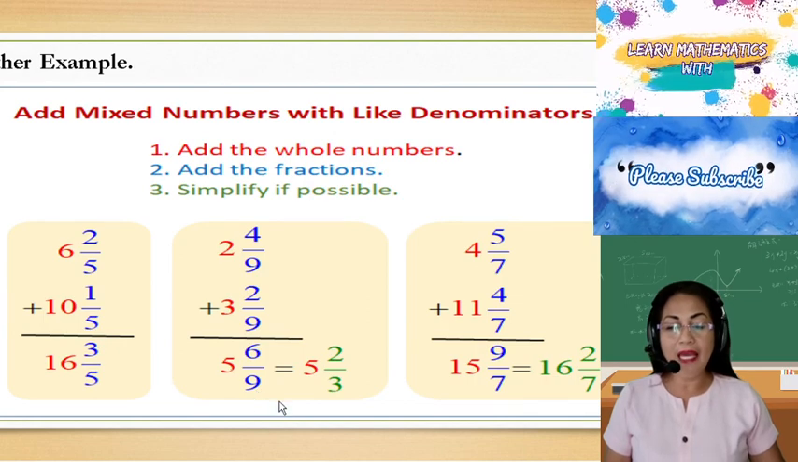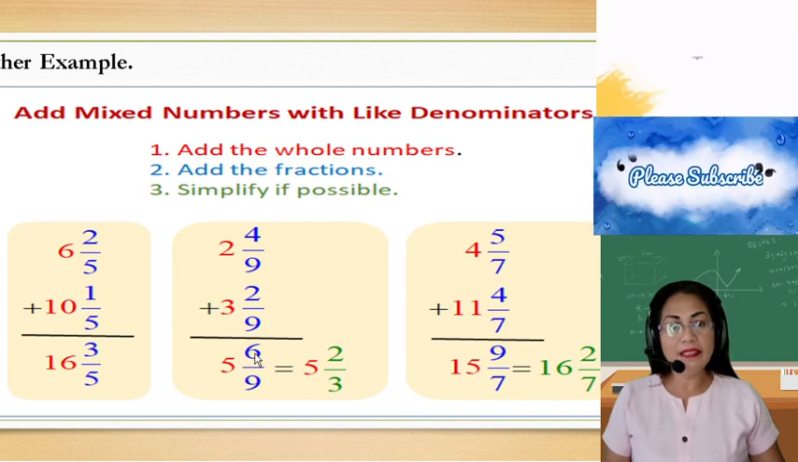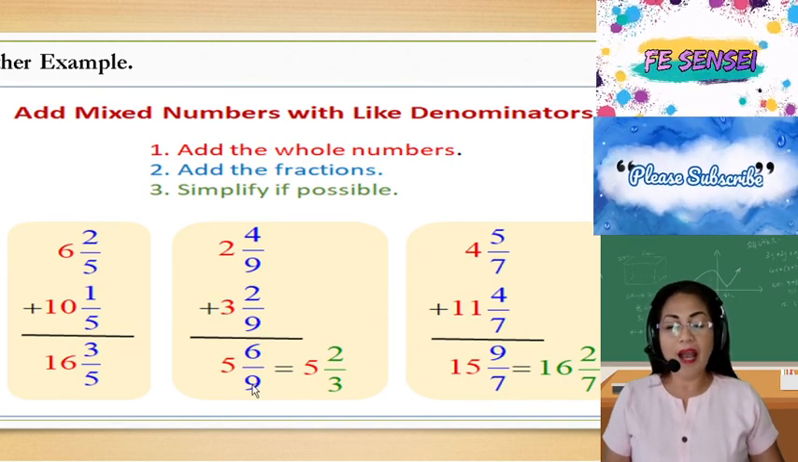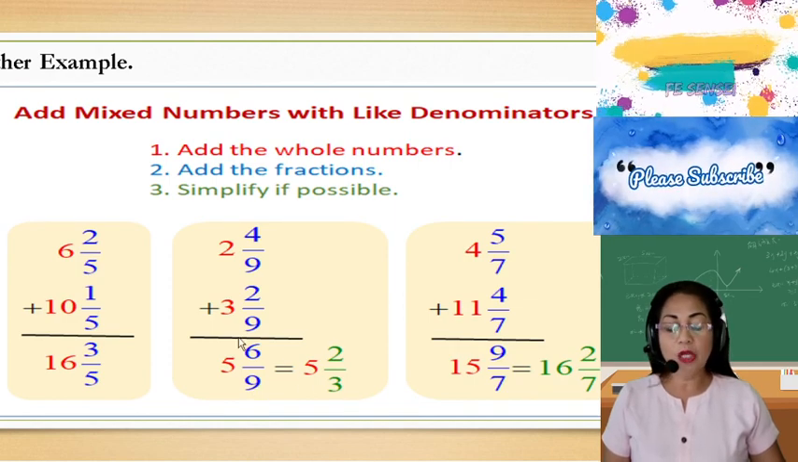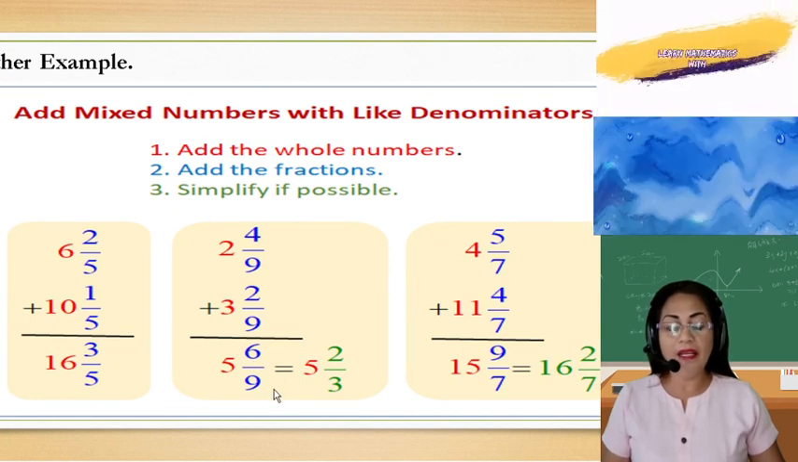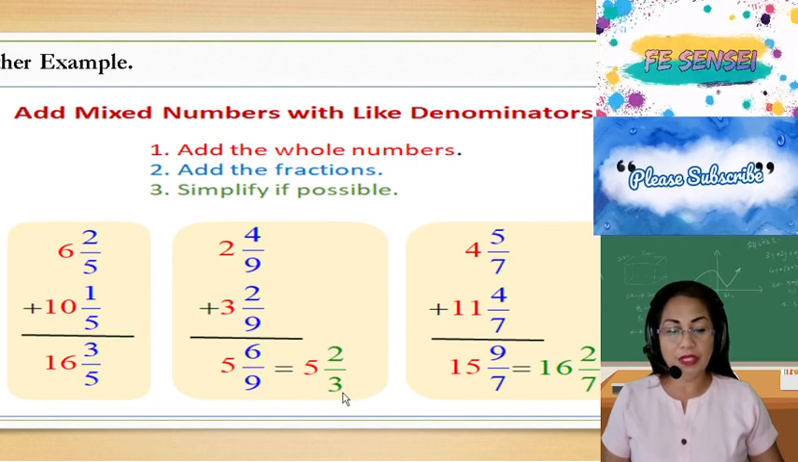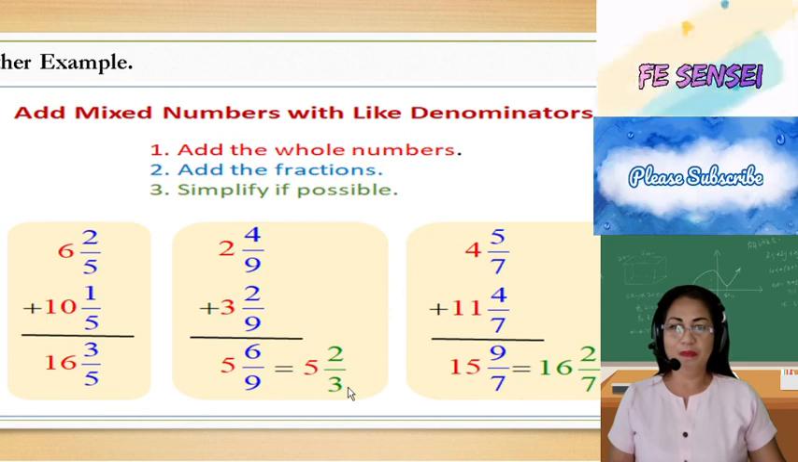So copy the whole number 5. Then 6 divided by 3 equals 2, and 9 divided by 3 is 3. So 5 and 6 over 9 is equal to 5 and 2/3. So this is our final answer.